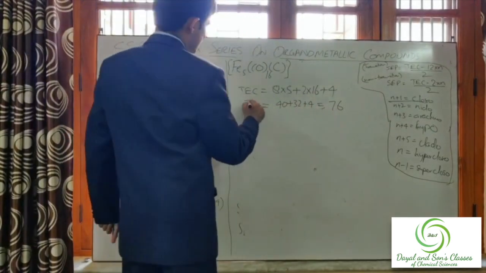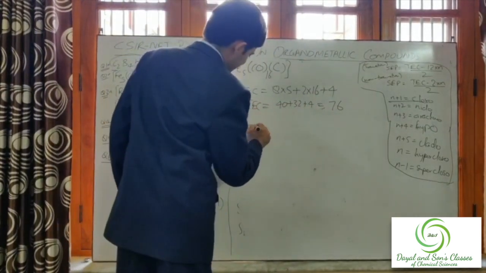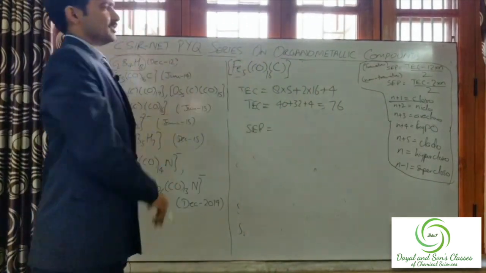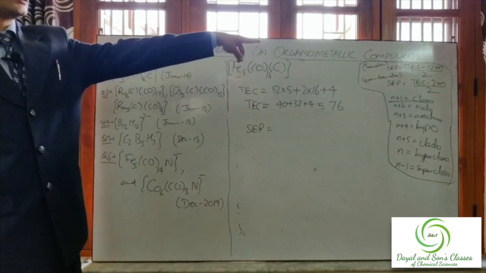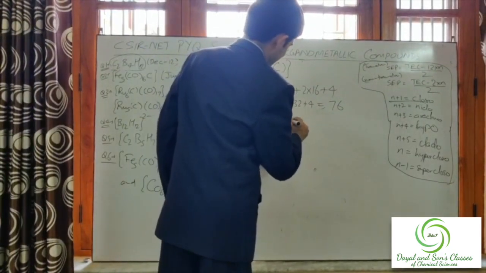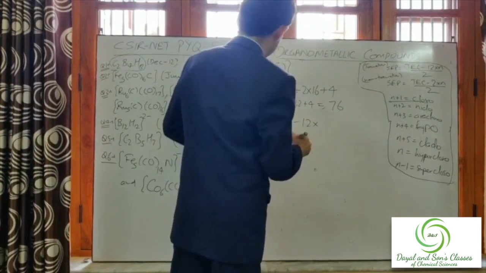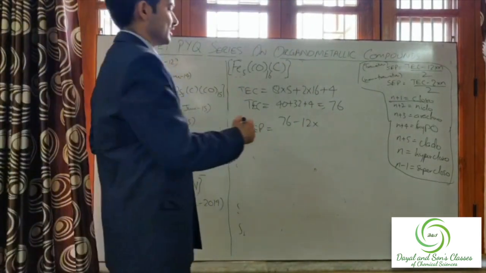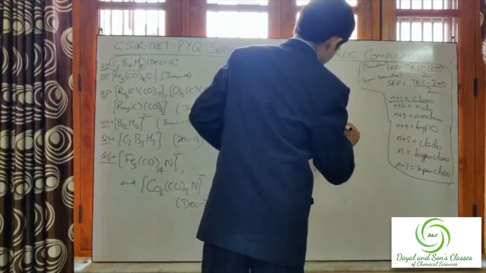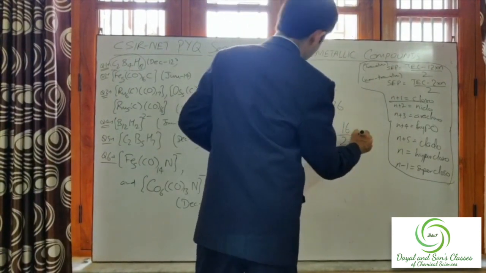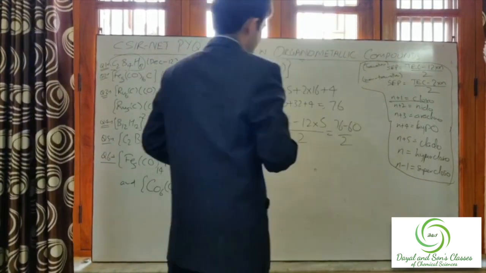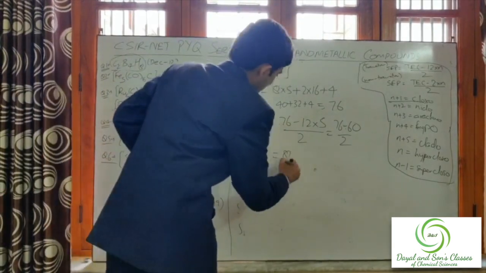TEC is 76. Now let's see how much SEP there is. SEP is equal to, now here iron is a transition element, so we will write TEC minus 12 into N. That is 76 minus 12 into the number of iron, 5, divided by 2. That is equal to 16 upon 2. It will be 76 minus 60, which is equal to 8.